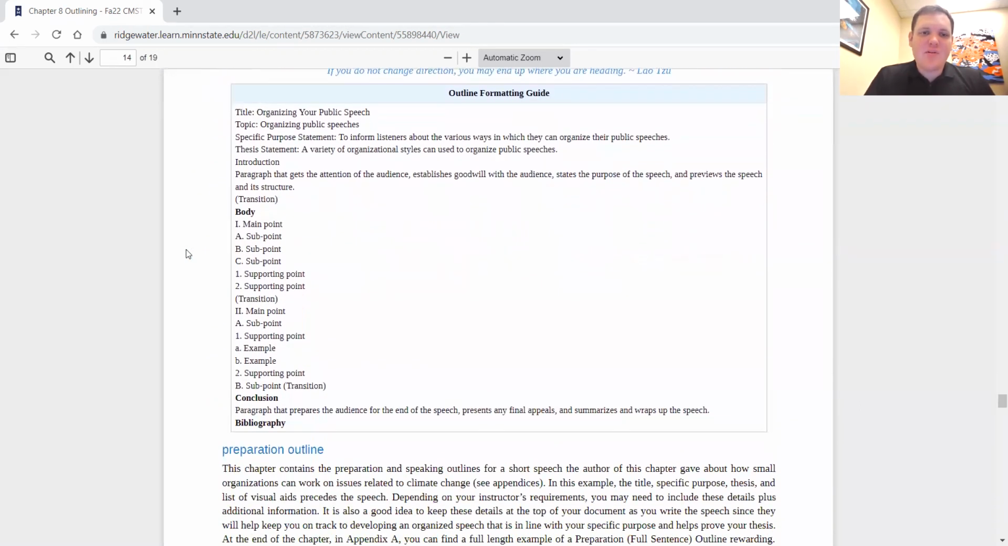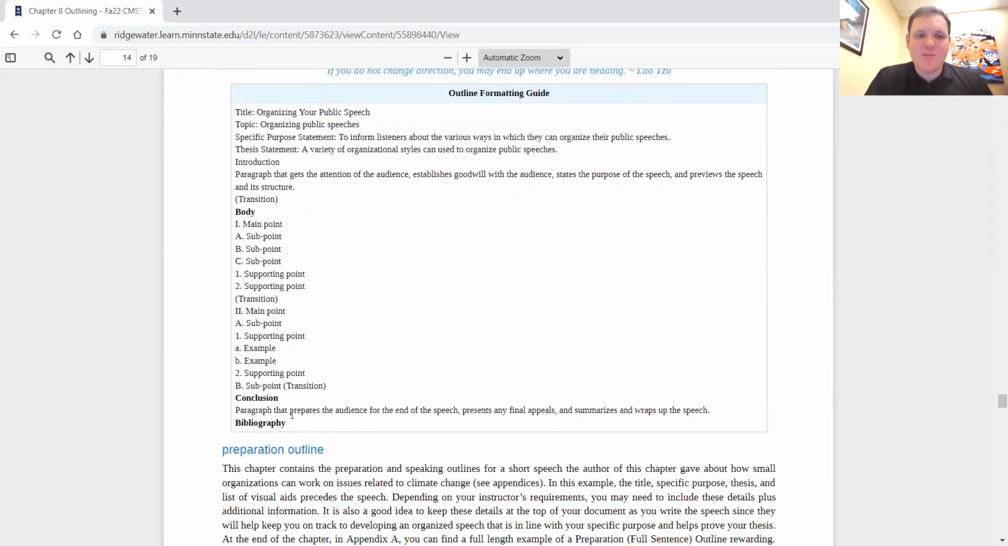So here's an example, again, exactly what I was saying, of the different main points and subpoints. So this is what you could use as a template. So you could use this as a template, saying, okay, I'm going to put my specific purpose, my thesis statement here. I'm going to put a paragraph here. Okay, now do the main point, subpoint, supporting points, transitions. So write out the transition here, write a conclusion. So it describes what a conclusion is here, and a bibliography.